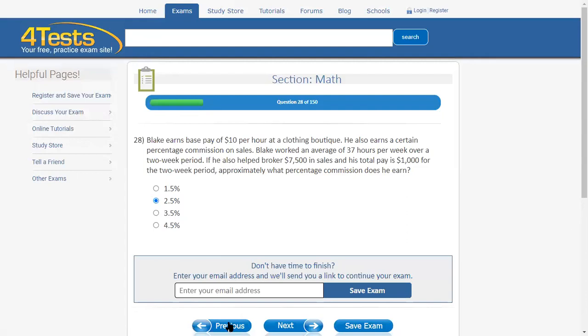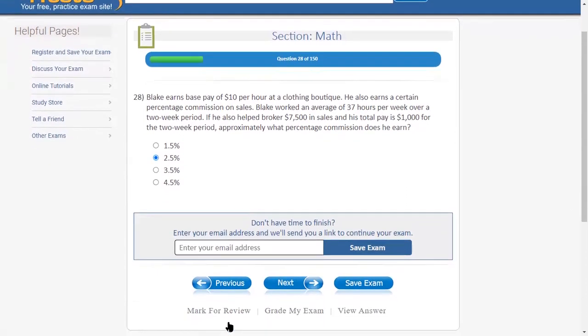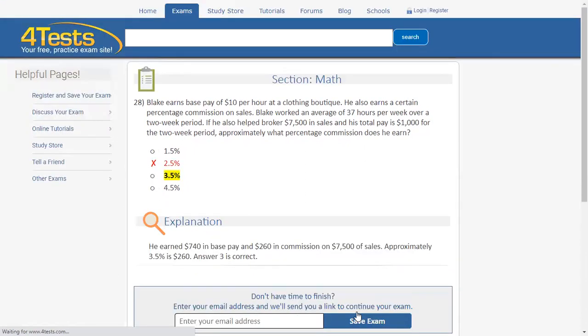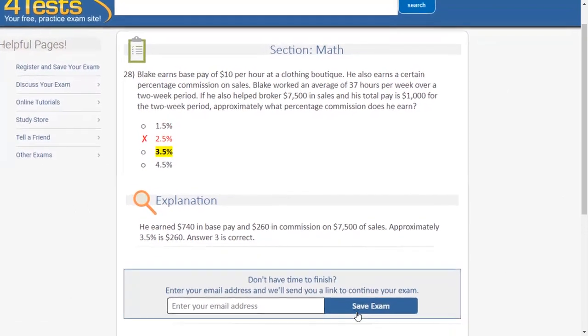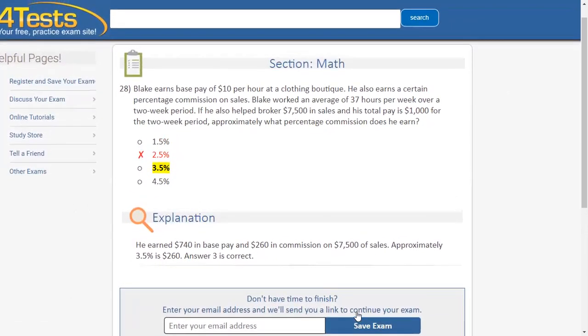This was your choice. As you can see, now we are just going to view the answer. So let's see. Answer is this one, 3.5. So explanation, look at this. He earned $740 in base pay and $260 in commission on 7,500 of sales. Approximately 3.5 is 260. Answer is 3, correct.